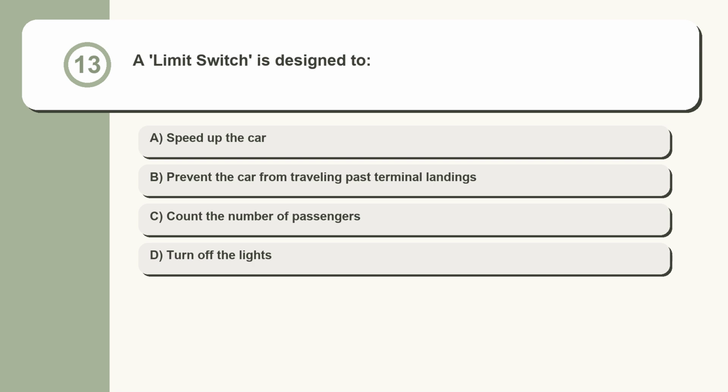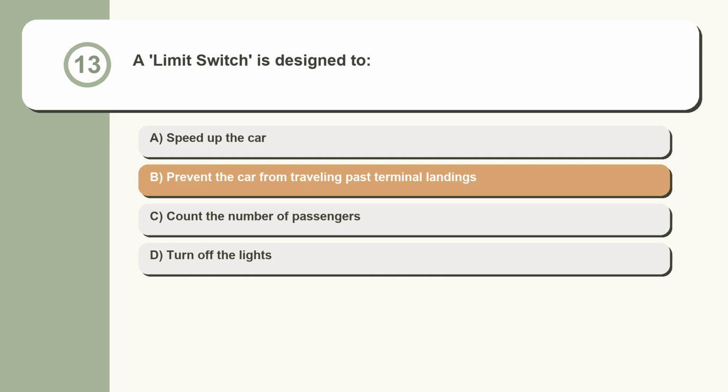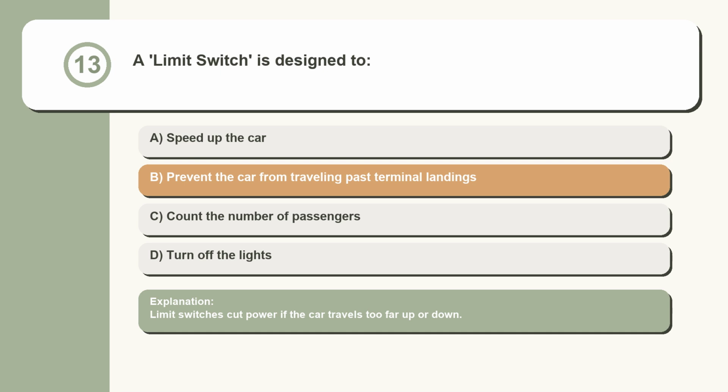Question 13. A limit switch is designed to speed up the car, prevent the car from traveling past terminal landings, count the number of passengers, turn off the lights. Limit switches cut power if the car travels too far up or down.